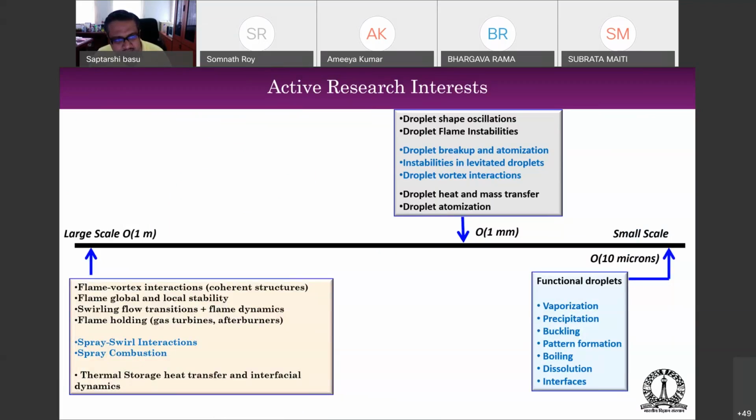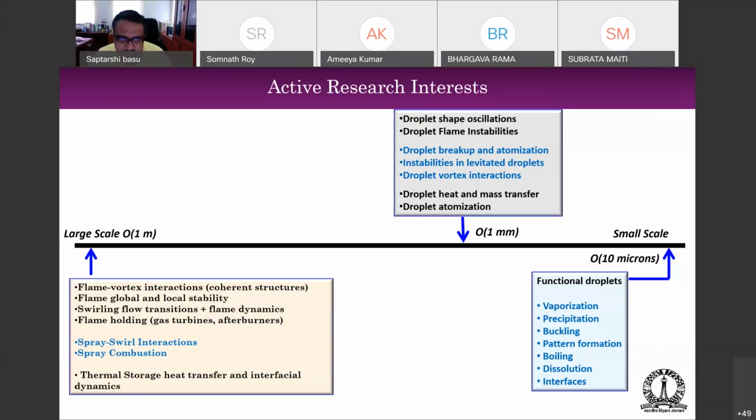At the very large scales, we look at flame vortex interactions and swirl flow dynamics, spray swirl interactions. At a certain medium scale, we look at droplet instabilities, droplet atomization and breakup, droplet vortex interactions, and similar such stuff. At a very small scale, where we actually look at interfaces, we look at functional droplets and how they precipitate, how they form patterns, how they undergo boiling, and similar such stuff.